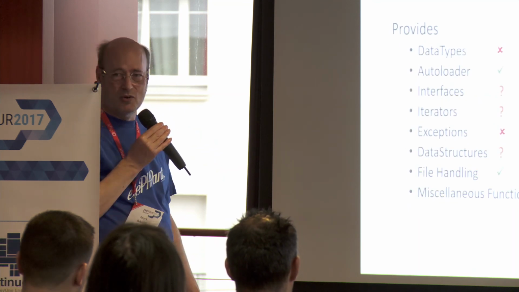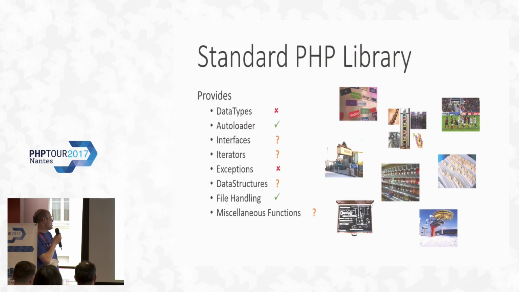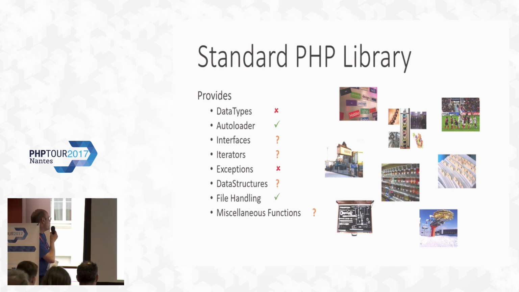Okay, so short summary of what I've said. Data types, don't bother with them. Autoloader, absolutely essential to everything we do, even if you're not using it directly but only using it through Composer. Interfaces and iterators, case-by-case basis. They might be better for you, they might not. It's really something that you have to judge for yourself based on your own circumstances. Exceptions, forget them. You can provide everything they provide in one line yourself.